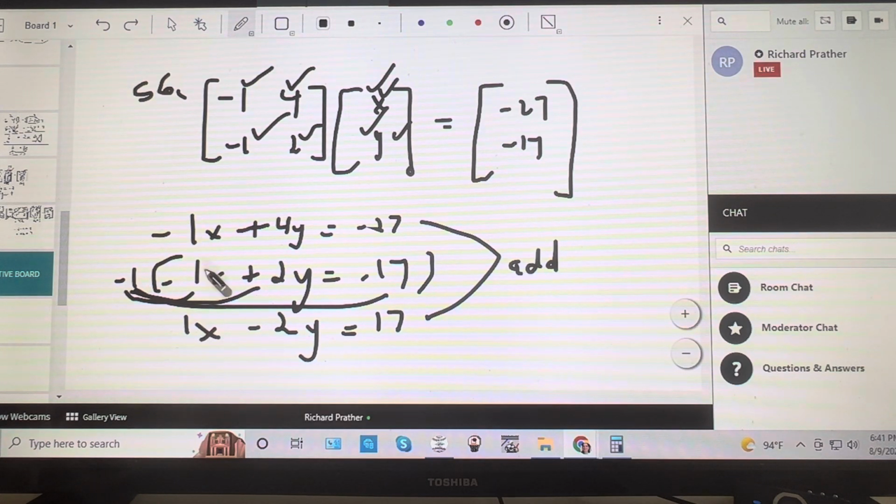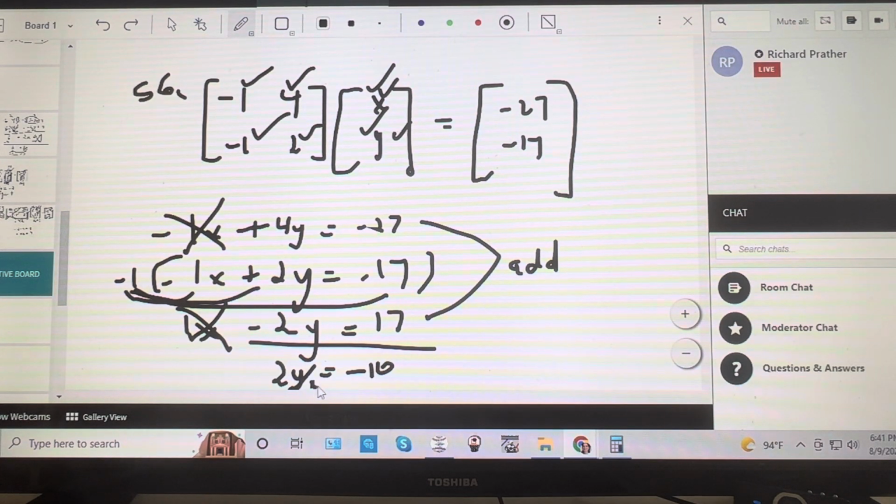Negative 1x and positive 1x would cancel. 4y minus 2y is 2y. Negative 27 and 17 is negative 10. Divide both sides by 2. Y equals negative 5, or if you want to call that x2, the second x is negative 5. That's this answer right there.